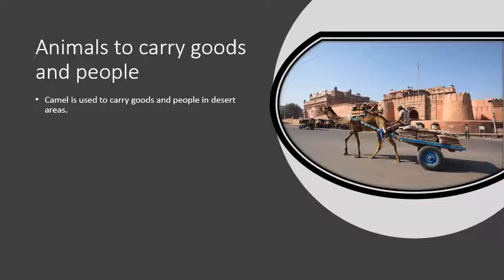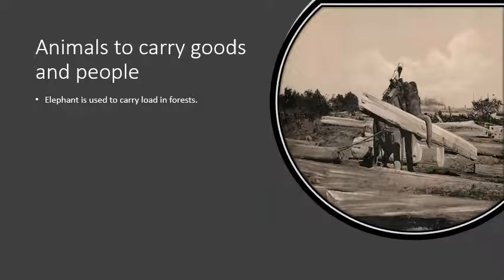Then secondly, the camel is used to carry goods and people in desert areas. The camel, which is the king of the desert, is used for carrying goods and people there. Then elephants are used to carry loads in the forest. In the forest, where vehicles do not move and we have to carry heavy loads, we use the elephants.